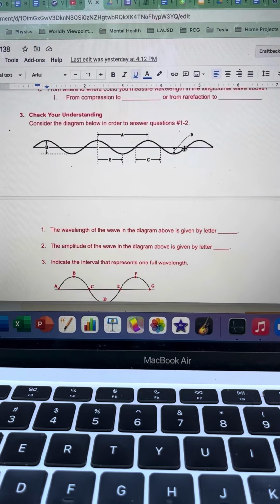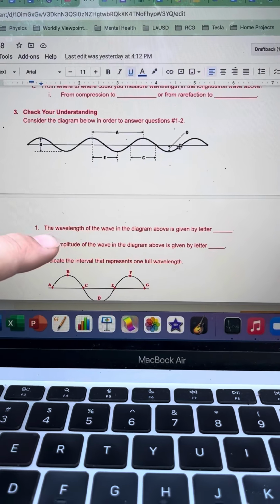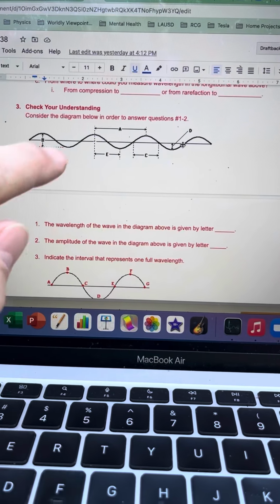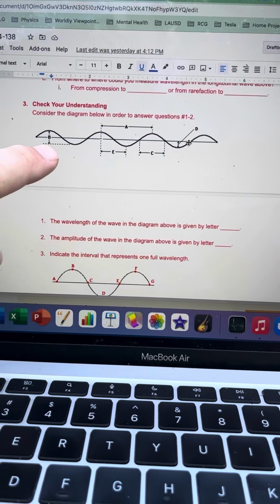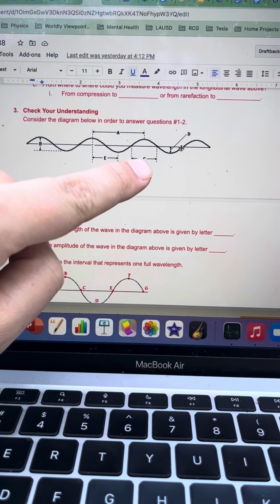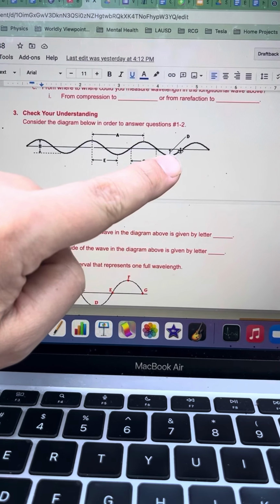Checking our understanding. So the wavelength in this diagram up here would be A. All right. B would be twice the amplitude. E would be half a wavelength. C is also half a wavelength. D is an amplitude.